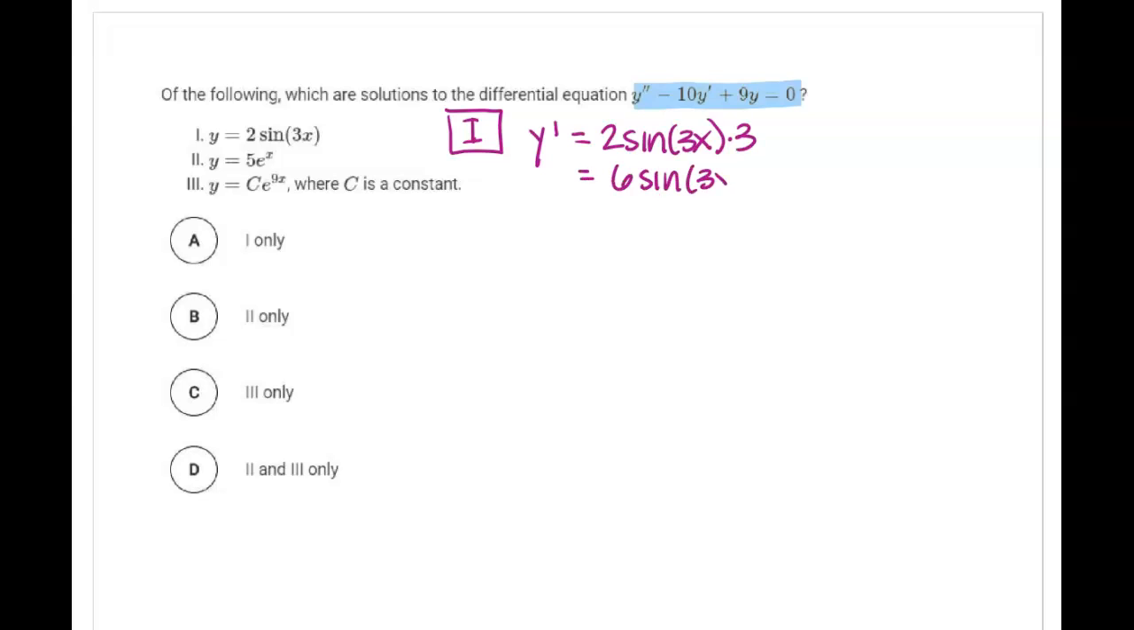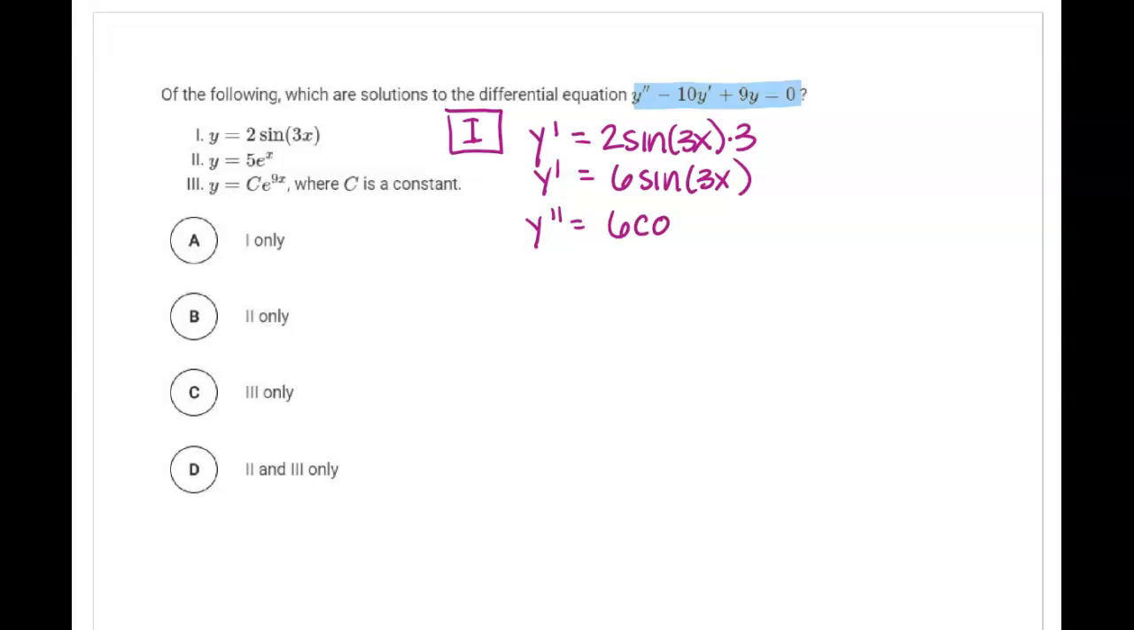Here's another type, which if anything is just extra tedious, to be honest. We actually have to test all of these. There's no real shortcut. So of the following, which are solutions to this differential equation? So we just start. We start with 2 sine of 3x. Y prime is going to be 2 sine of 3x times 3, which is 6 sine of 3x. So that's y prime. Y double prime will be 6.